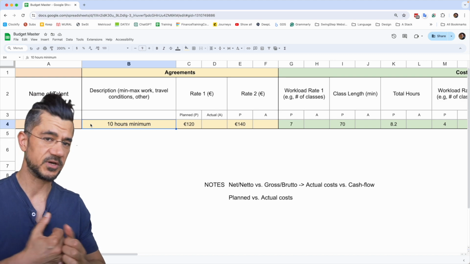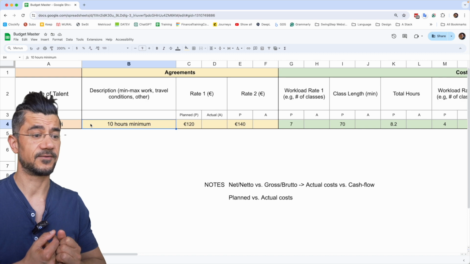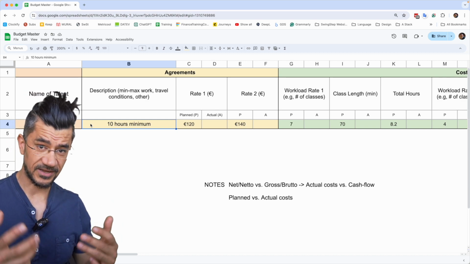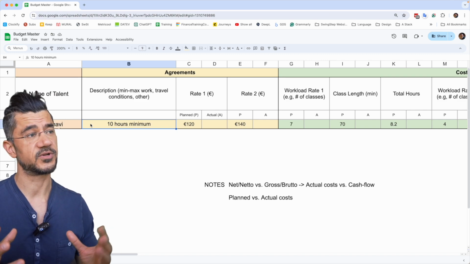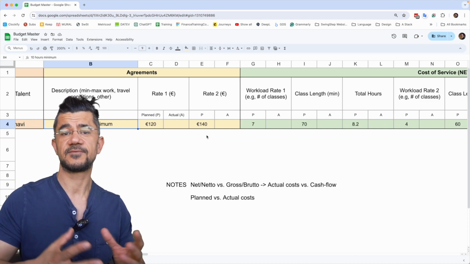So for example, the minimum amount of work that they want to have, or other things like some special arrangement around their traveling, their stay, and so on. You want to put that in there. Then for each kind of service they provide, they might have different pricing.